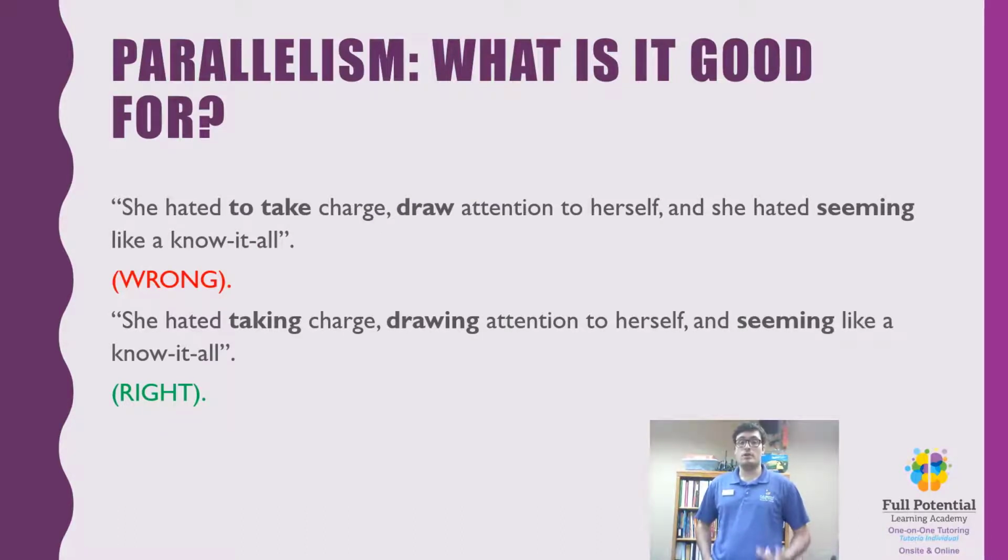Parallelism is what happens when we list and compare things in a sentence and write them out in the same form as we write out the sentence. For example, "She hated to take charge, draw attention to herself, and she hated seeming like a know-it-all." While it is a complete sentence, it's wrong because it's not parallel at all. The best way to write this sentence is, "She hated taking charge, drawing attention to herself, and seeming like a know-it-all." Or, "She hated to take charge, to draw attention to herself, or to seem like a know-it-all." So long as you have the correct form of parallelism throughout the whole sentence, it'll be better off than what it usually would be in different forms.